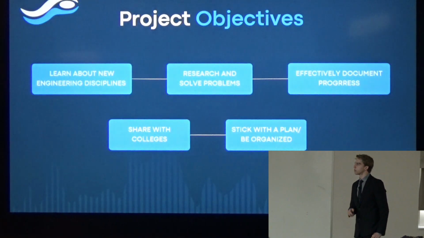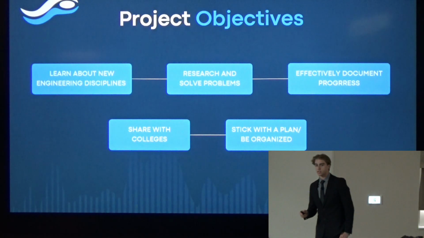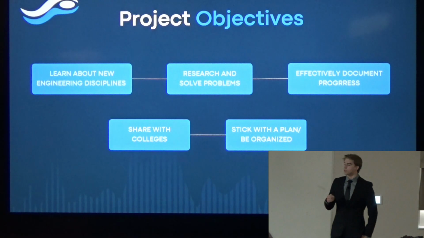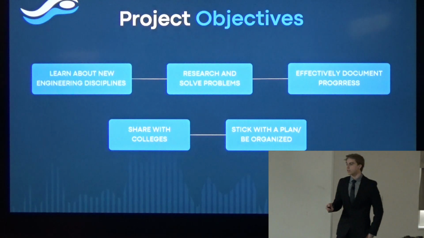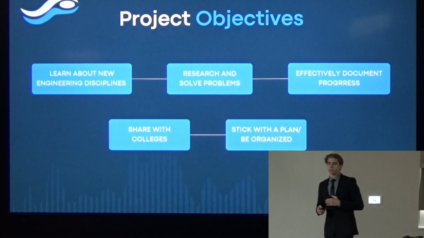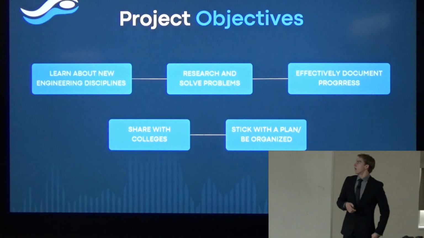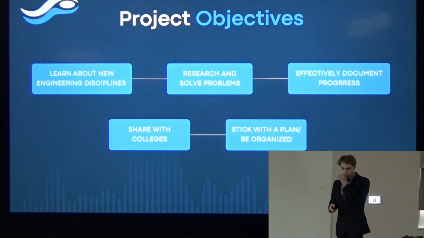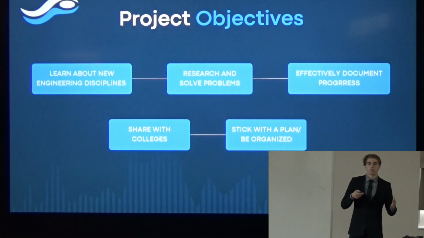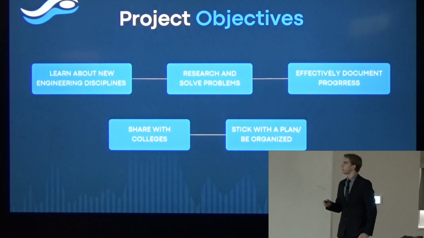So getting into project objectives. So I had 5 project objectives for this project. I wanted to learn about new engineering disciplines. Like I said earlier, I haven't really gotten into more than mechanical and a little bit of coding. So I really wanted to dive into the electrical side of it and things that I might be learning about in college, having kind of a background.